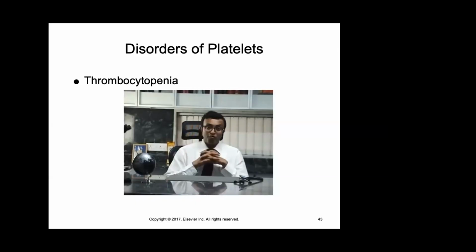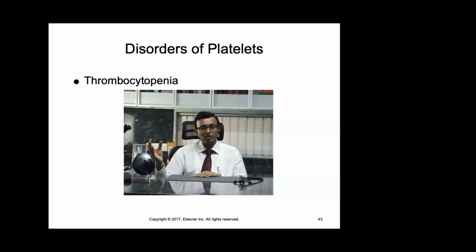So obviously, if your platelets are low, which is called thrombocytopenia in the medical terminology, you will be prone to easy bruising or easy bleeding. That's how many of the patients of thrombocytopenia or low platelets present to a doctor. How did you come to know that your platelets are low?